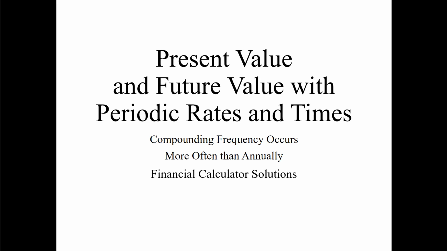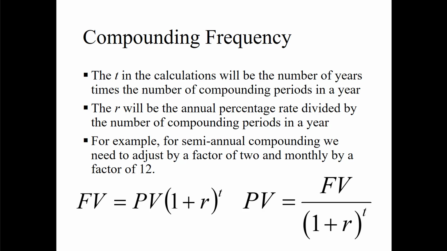In this video, we're going to use our BA2 Plus to calculate present value and future value with periodic rates and times. When working with these calculations, we need to remember that the t is going to be the number of years times the number of compounding periods in a year.